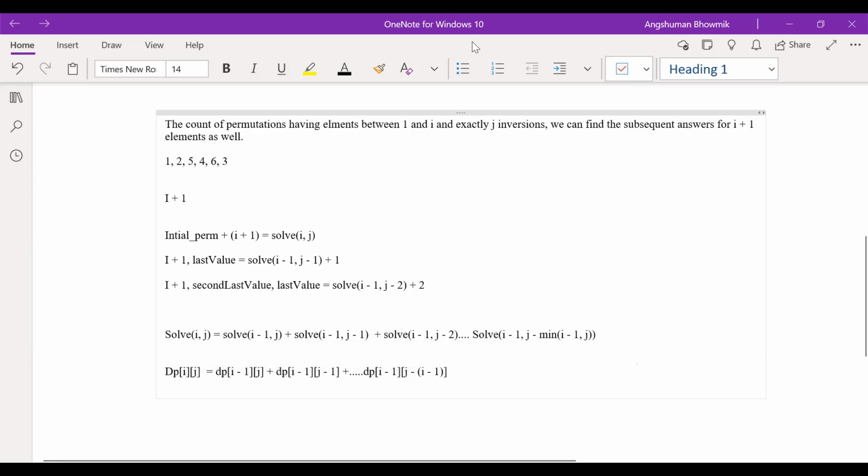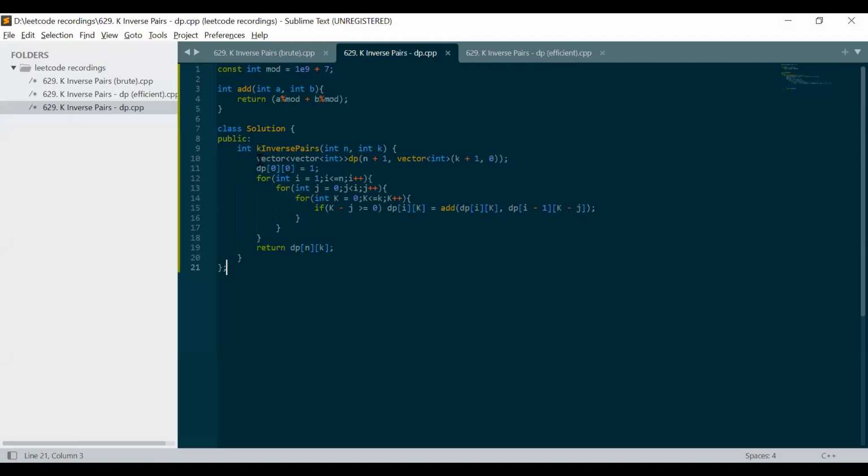So if I show you my code, we create a dp table having the parameters n plus 1 and k plus 1.